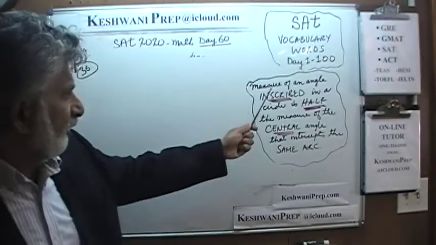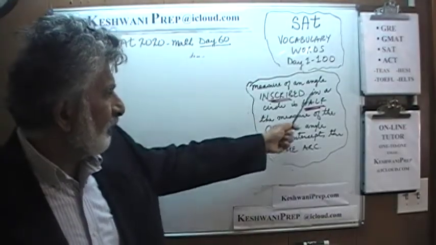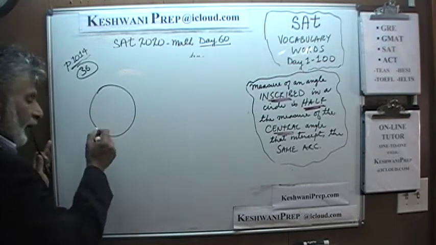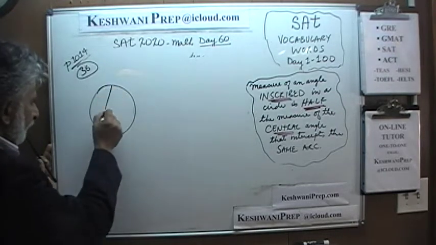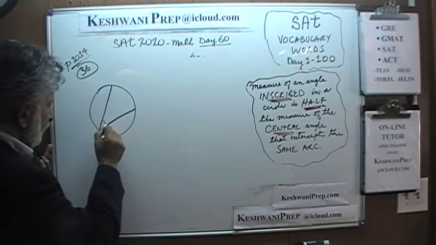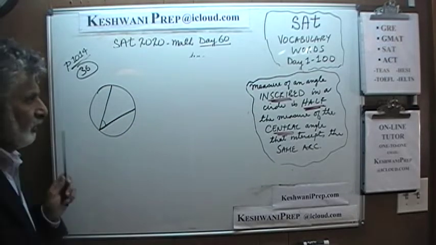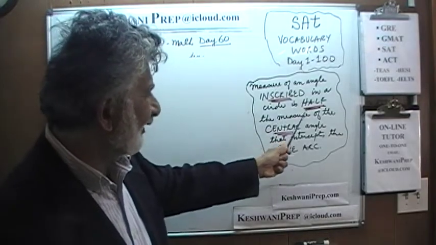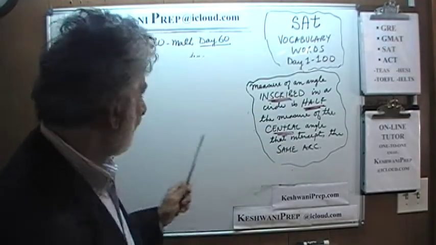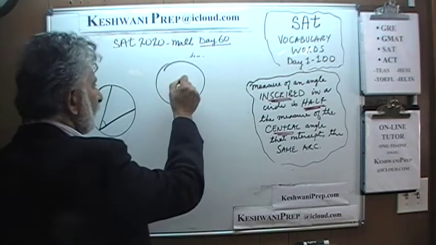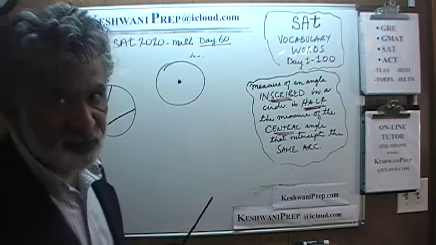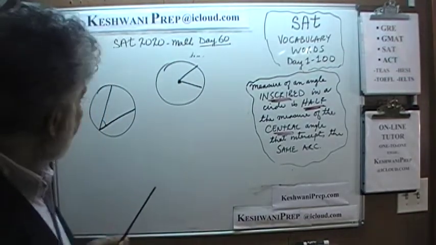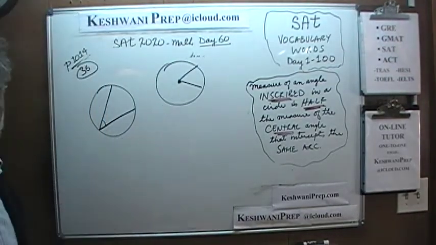This is the concept. It says measure of an angle inscribed in a circle. Let's see what that means. So here's our circle, and an angle inscribed in a circle looks something like this. This angle is said to be inscribed in a circle. It says measure of an angle inscribed in a circle is always half the measure of a central angle. And central angle will be something like this. Central angle simply means that it sits at the center. That's why it's called central angle, like this one. As long as they share the same arc.